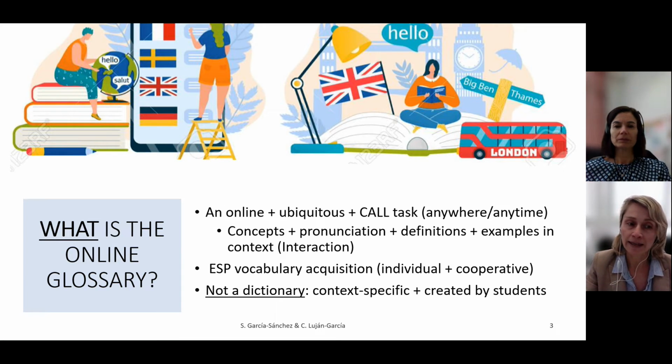This online glossary promotes ESP vocabulary acquisition, which is projected from an individual and also cooperative approach. It is also important to highlight that the online glossary is not a dictionary, but it is built by students in a context-specific environment, and as we have also said, it is created by students.